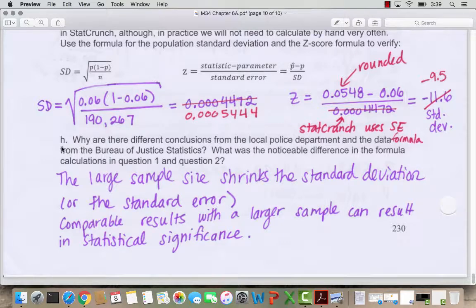So why are there different conclusions from when we looked at the local police department data and now when we look at the data from the Bureau of Justice Statistics? So the difference is that large sample size, the 190,267 cases, shrinks the standard deviation or the standard error, and so comparable results with a larger sample can result in statistical significance. Now, as a statistician, you have to be a little bit careful with this because it can be that you take so big a sample that you're always going to find some sort of statistical difference, even if it's only minute.